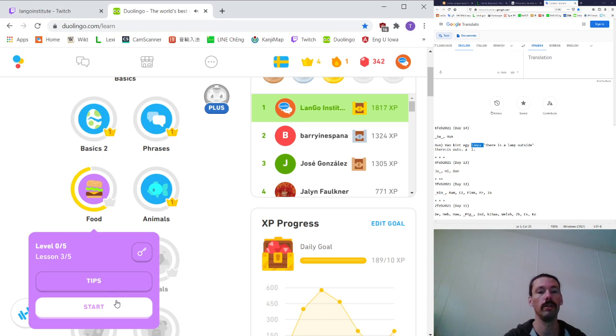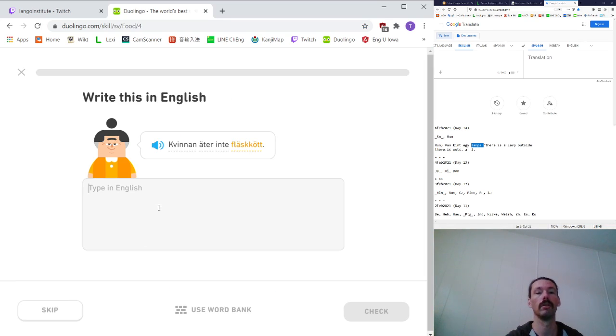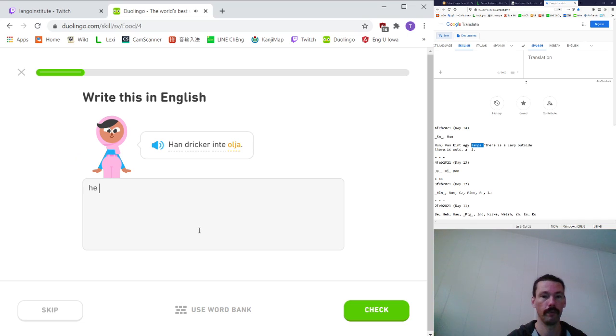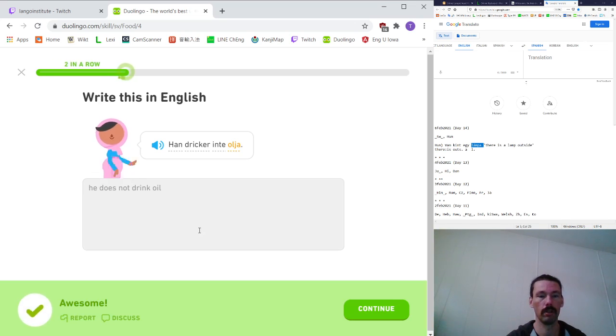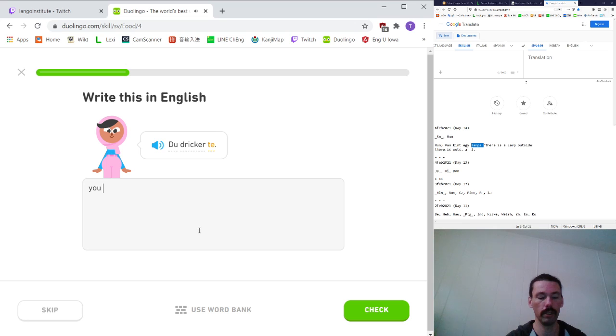Couple more Swedish food. Kvinnan äter inte fläskkött. Fläskkött is pork. The woman does not eat pork. Han dricker inte olja. This one is oil. Does not drink oil. No article. Du dricker te. You drink tea. Just 2 letters in the Swedish word.